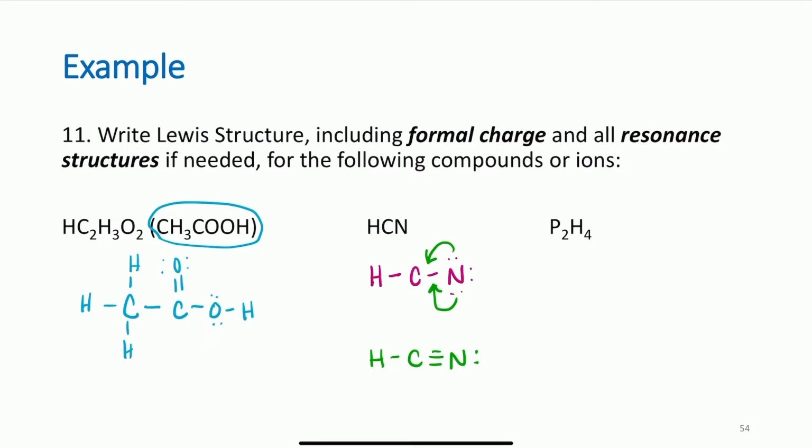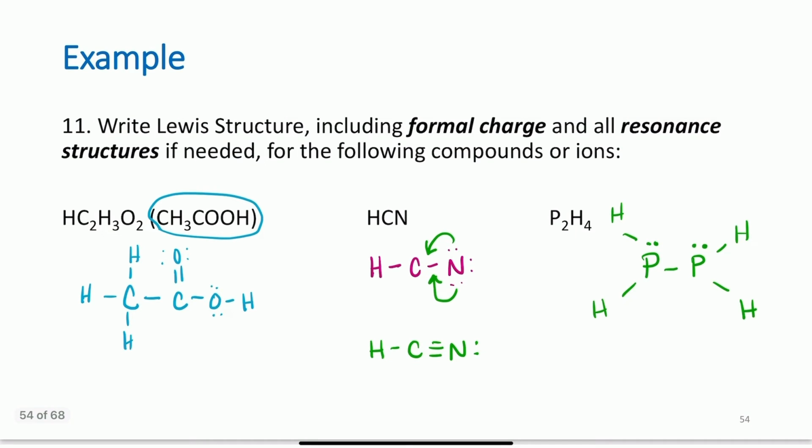P2H4. I know that hydrogen can only have 1 bond, so my guess is that the phosphorus are going to be bound to each other and the hydrogen on the outside. 2 phosphorus is 10 valence electrons plus 4 hydrogen is 14 valence electrons. If you use 2, 4, 6, 8, 10, 12, and 14. If I check formal charge here, phosphorus is just like nitrogen. It wants to have 3 bonds and 1 lone pair. So everything on this page has 0 formal charge.